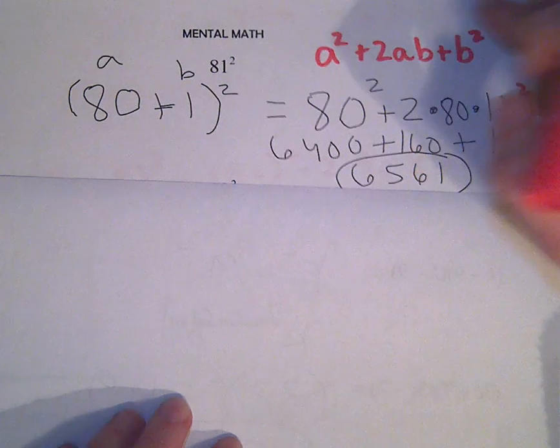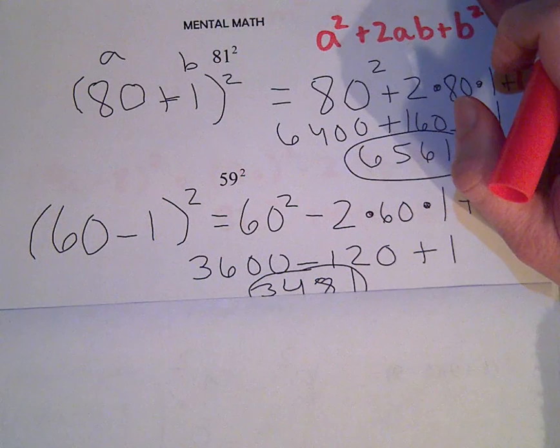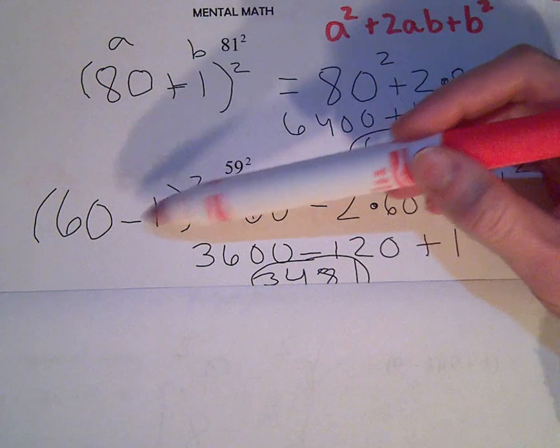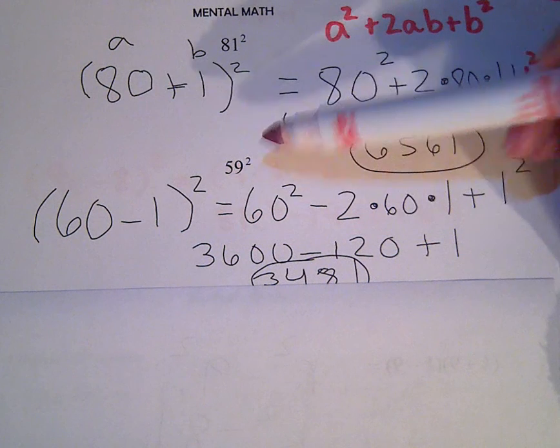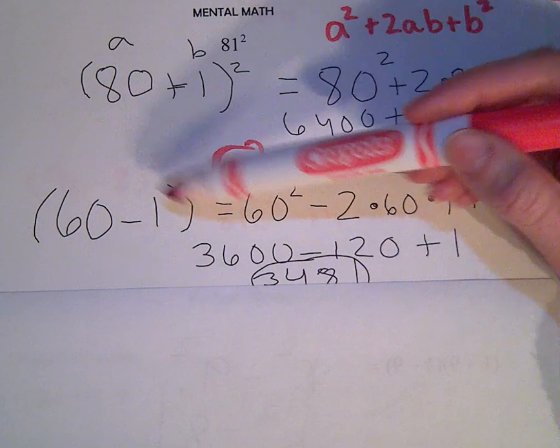So this next one, 59 squared, again, I'm going to look for easier numbers. I can rewrite 59 as 60 minus 1, so I have 60 minus 1 squared. And again, you might look at this and say, I can't just do 59 squared in my head, but it's much easier if you break it up this way.